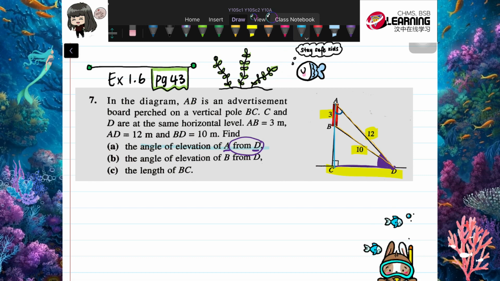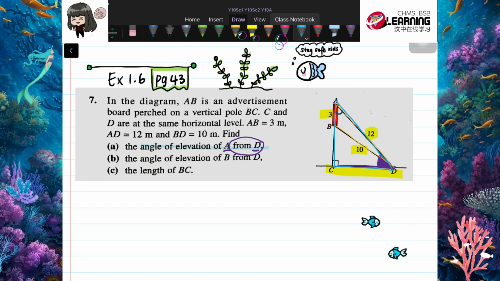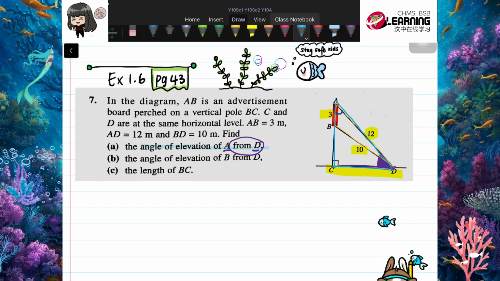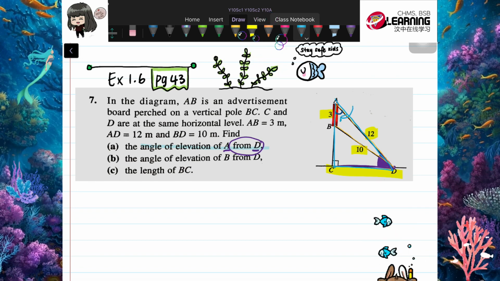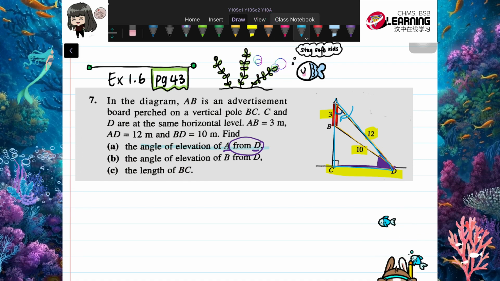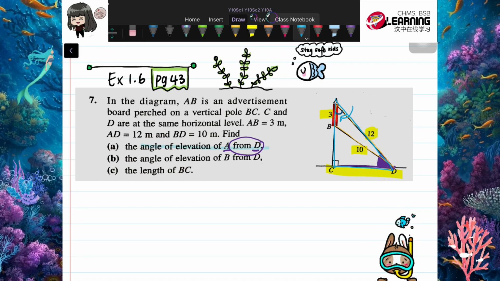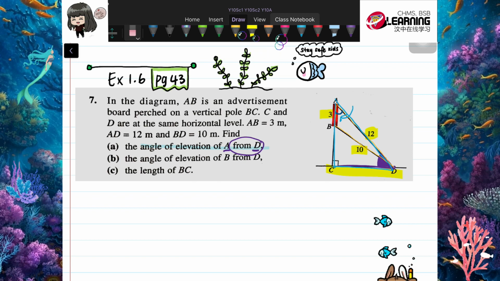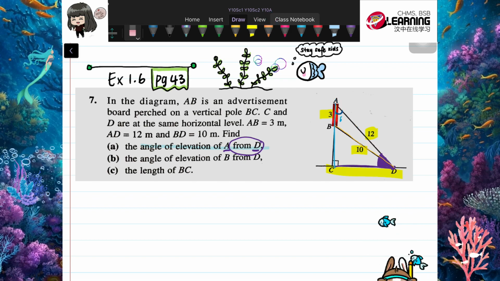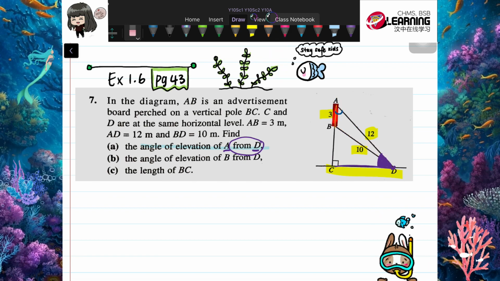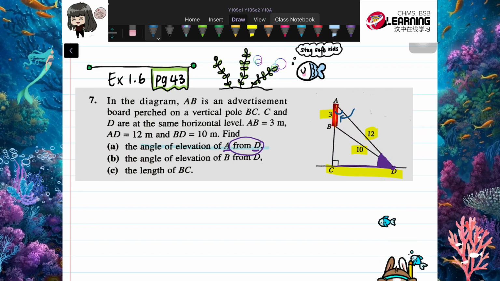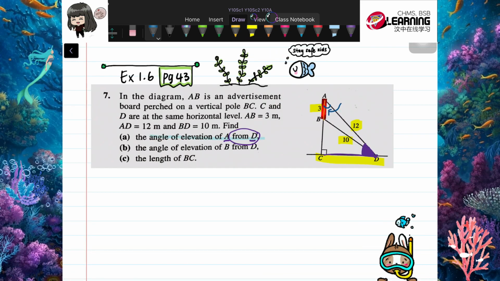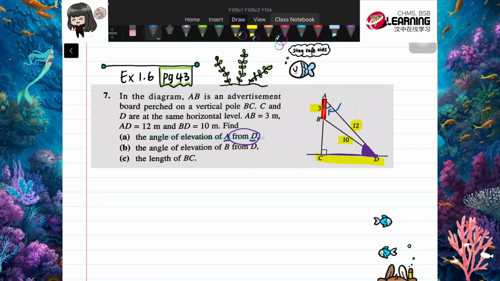You can find this angle, and after you find this angle, then you can look at the whole triangle over here, CAD, right? Then you can do 180 minus the 90 degrees and the angle that you're going to find, to get the purple angle. The purple angle is the angle of elevation of A from D. So first things first, we find this angle.